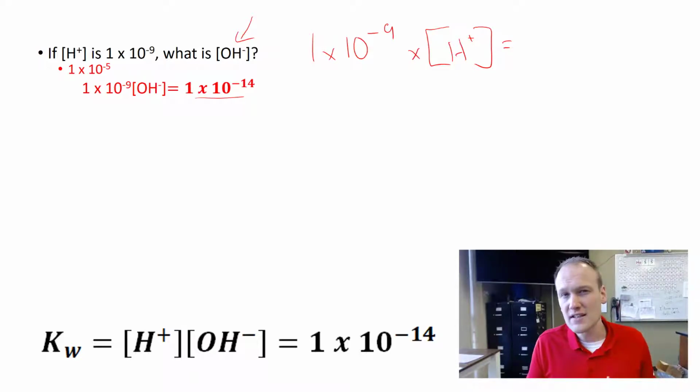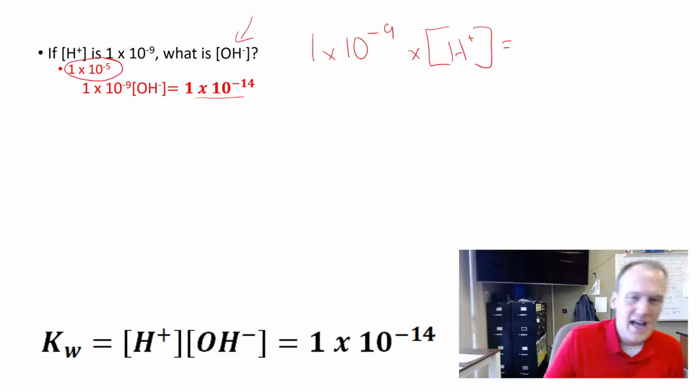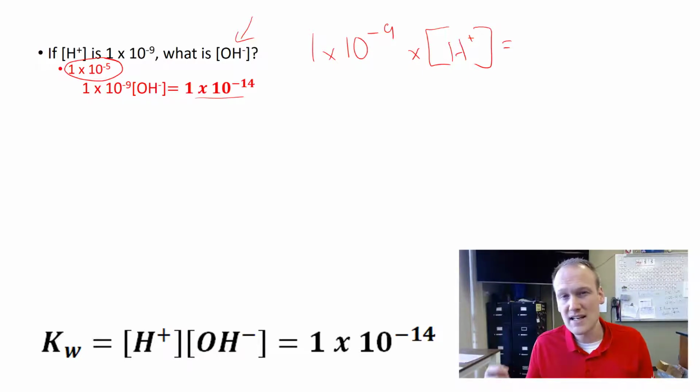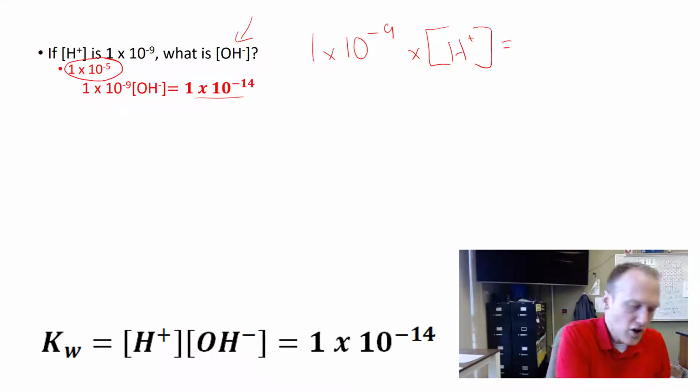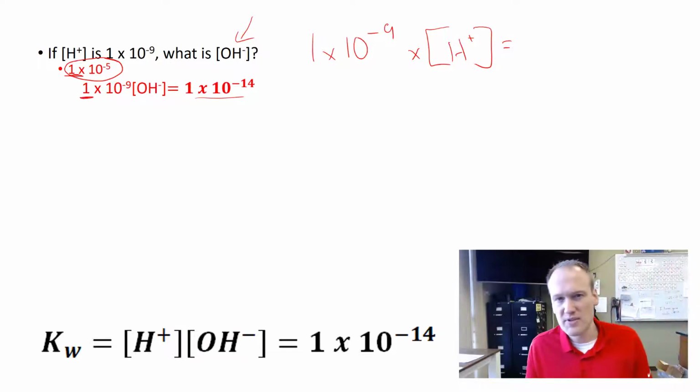If you know your scientific multiplication rules, you'll know that those exponents have to add together to equal negative 14, meaning that the concentration of OH negative has to be 1 times 10 to the negative 5th, because negative 5 and negative 9 add together to equal negative 14. This only works when there's a 1 in the coefficient position.